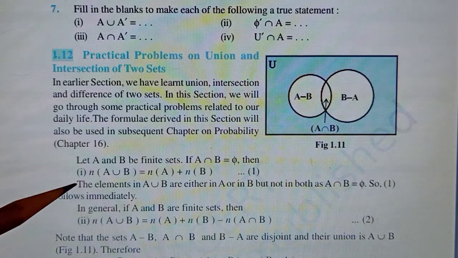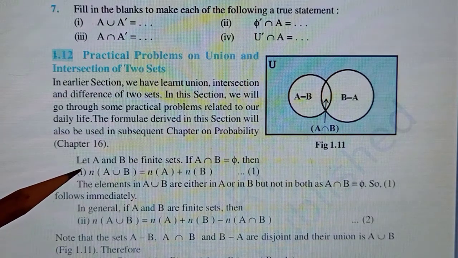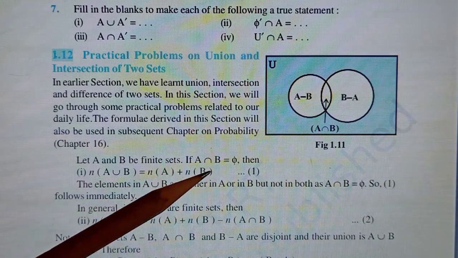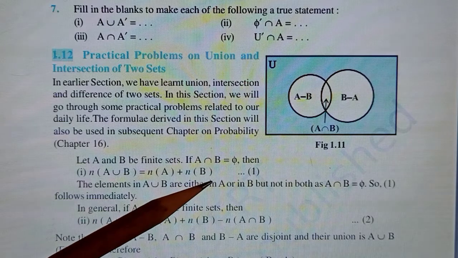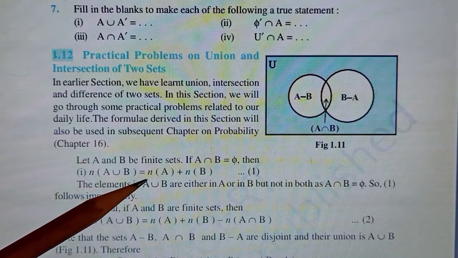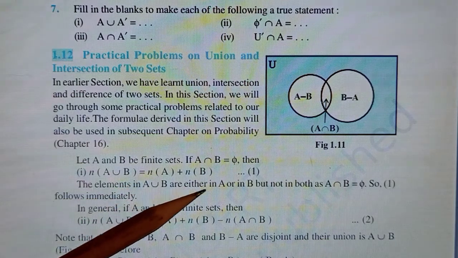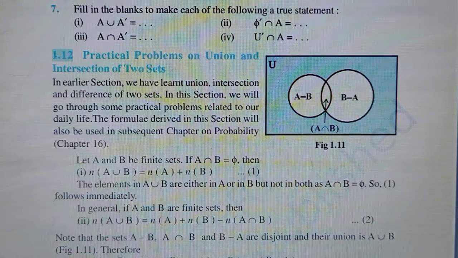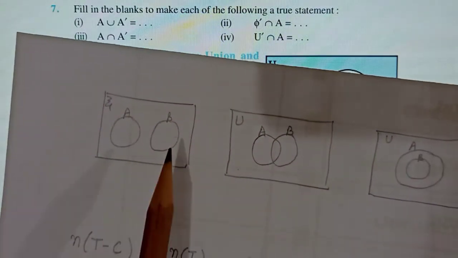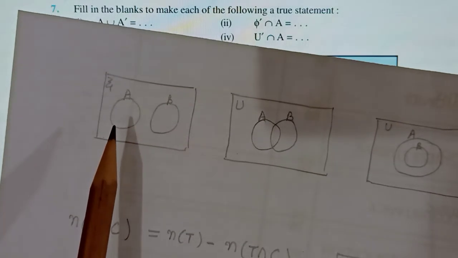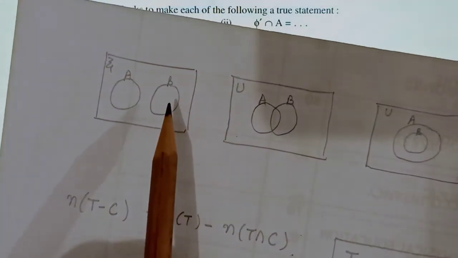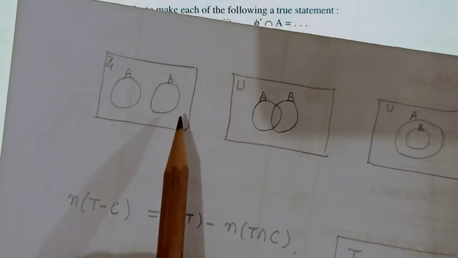So what they are saying is that if A and B are two finite sets such that their intersection is a null set, disjoint sets, they have nothing in common, then the cardinal number of A union B would be the cardinal number of A plus the cardinal number of B. Just imagine two disjoint sets. That day I had shown you, like here, these were disjoint sets, right? So when you are considering union, what happens? All elements of A as well as all elements of B come, right?